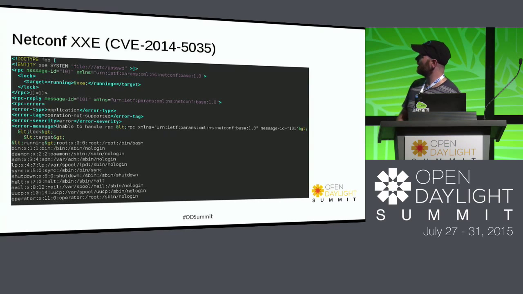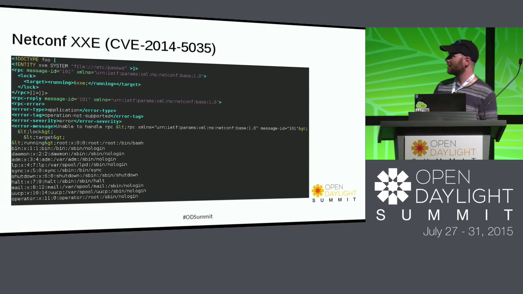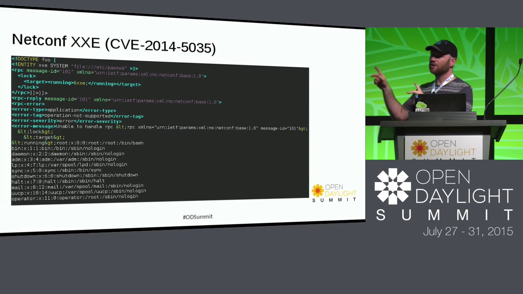But this is what an exploit looks like. That's probably very difficult to see at the back. But this is a netconf session over SSH, and all I'm doing is sending it a, where's my mouse? Oh, I can't see it. Over here.